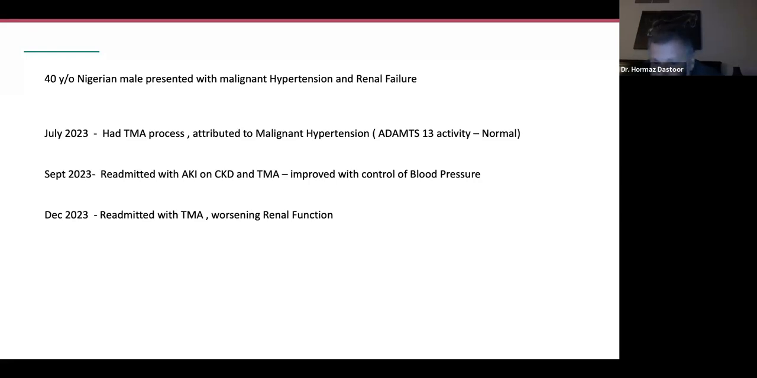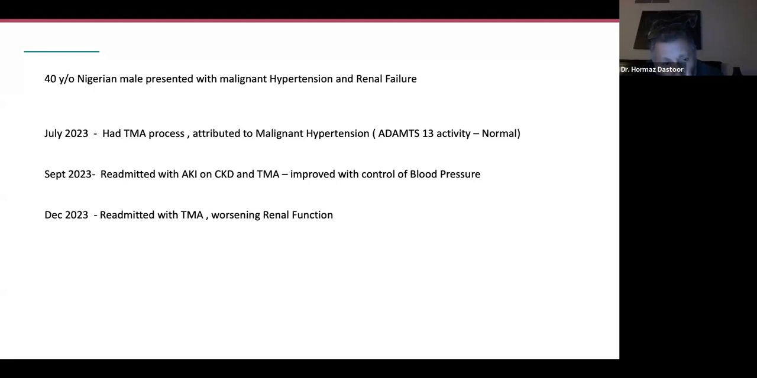I'll just order some ADAMTS13 activity because it's relatively cheaper than genetic testing, and the results will be available in 48 hours. So I decided to do it. I controlled his malignant hypertension, and the patient went home. Then in September 2023, he was readmitted with AKI on CKD and a TMA process. Again, there was a mild improvement in his kidney function with control of his blood pressure.